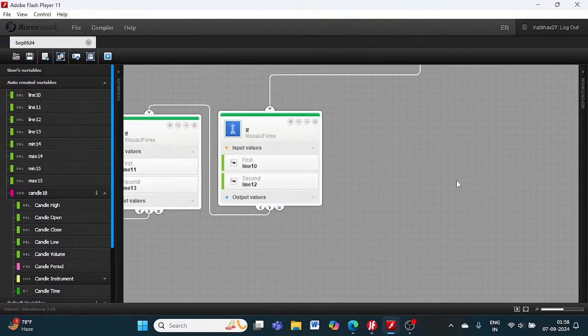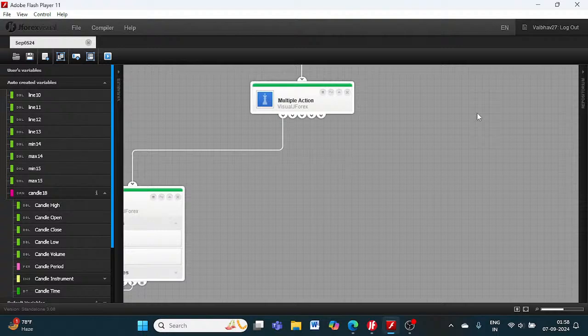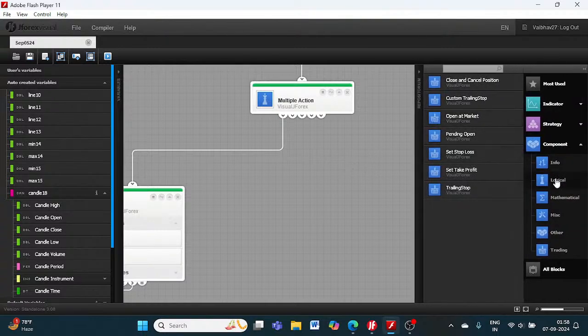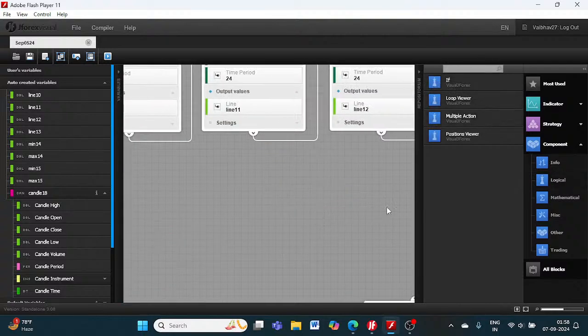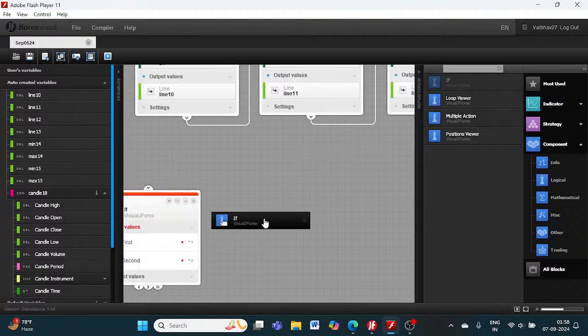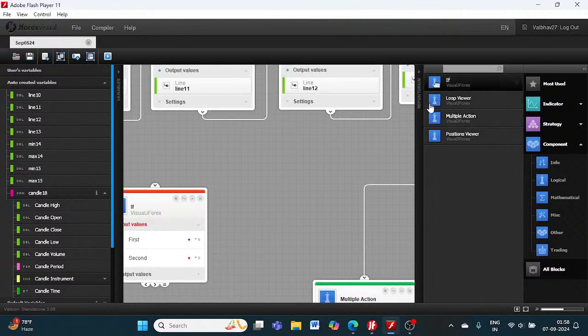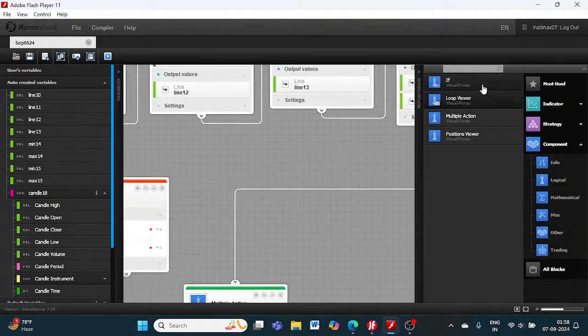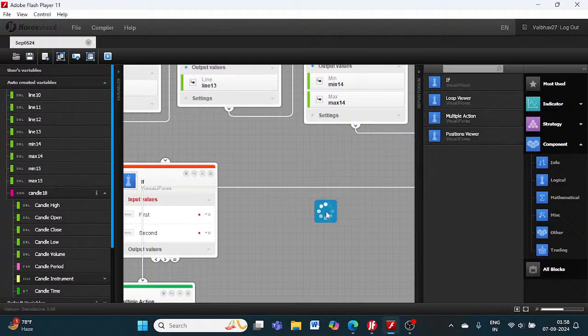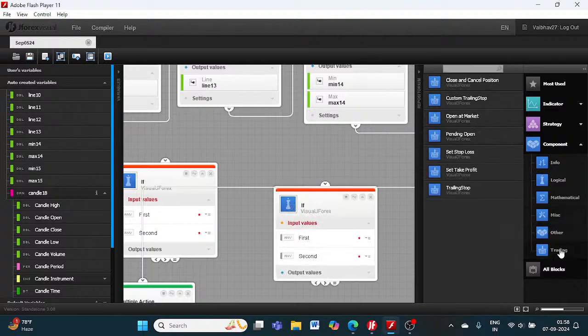Now I will start building the sell side of the equation. So for that we are going to need 5 of these logical blocks of if else statements, and then one open at market block. 1, 2, 3, 4 and 5, then trading of open at market.